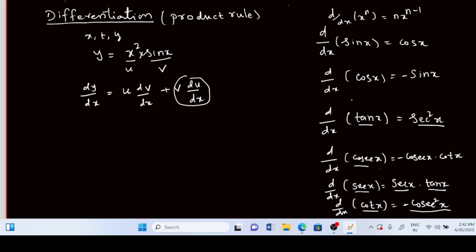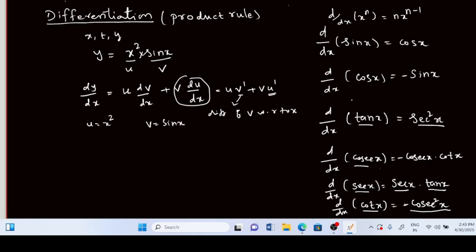Both are the same only. So if we consider this one, u dv by dx as u v dash, plus v into u dash. Here u dash is differentiating u with respect to x, and v dash is differentiation of v with respect to x. Here we have considered x square as u. U is x square, v is sin x.